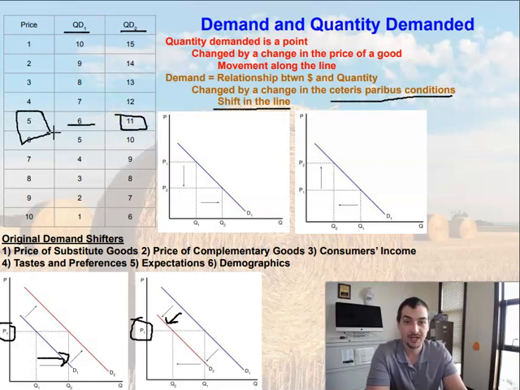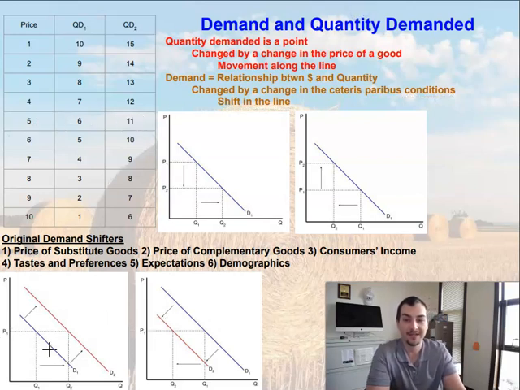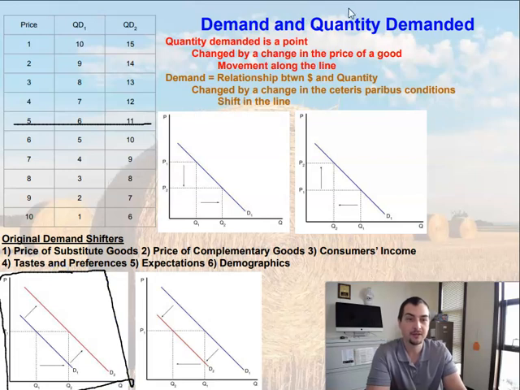Prices never changed, but now we consume more. Quantity demanded is increased even though prices stayed the same. That would indicate an outward shift in the demand curve.